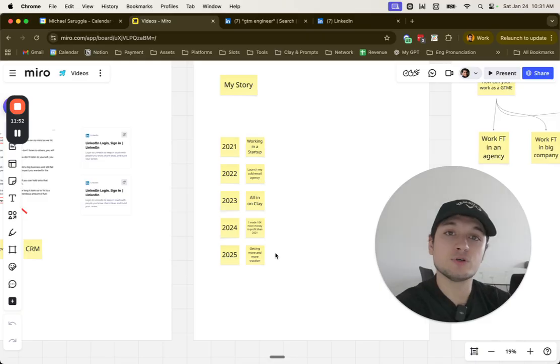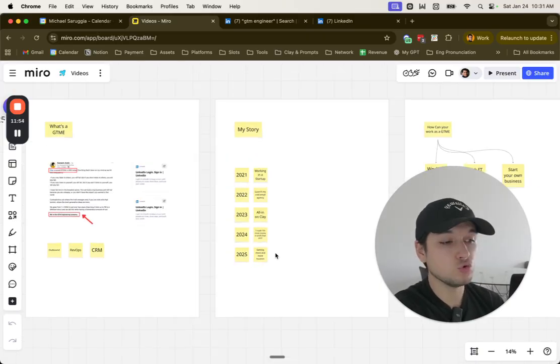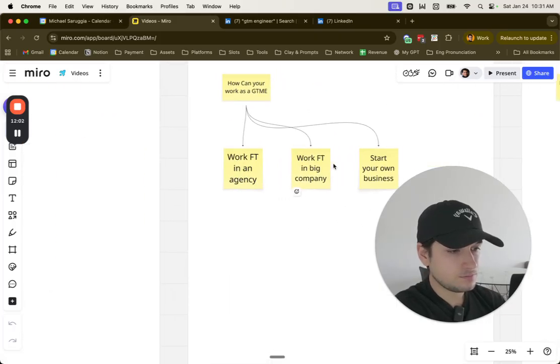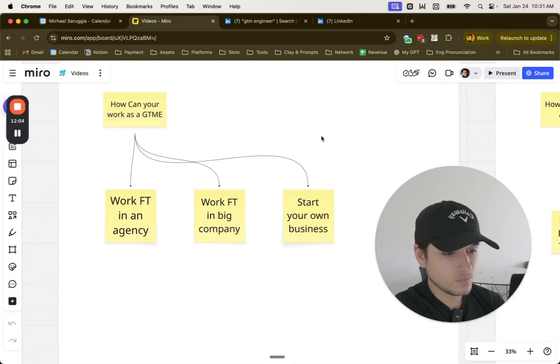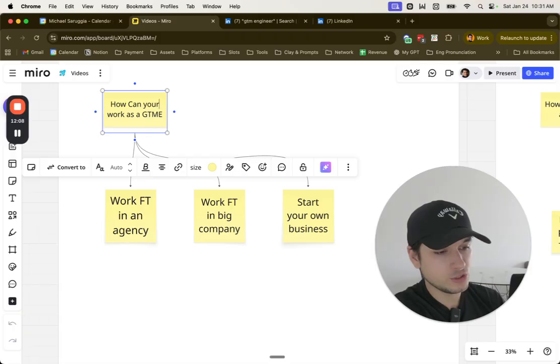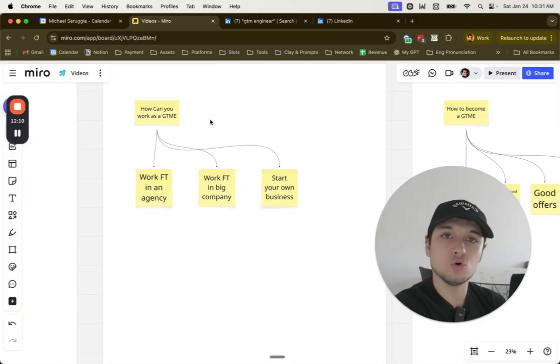And the other 50% I run a training program for go-to-market engineers, both for the ones that want to build an agency, both B2B. Okay, and how can you work as a go-to-market engineer? How can you become a go-to-market engineer?